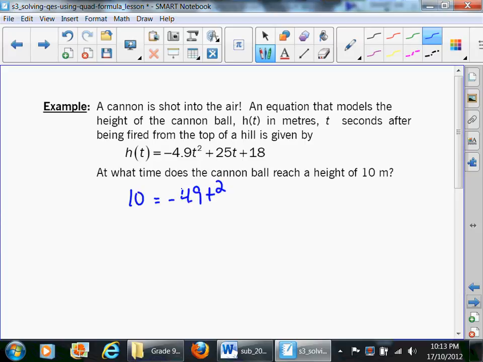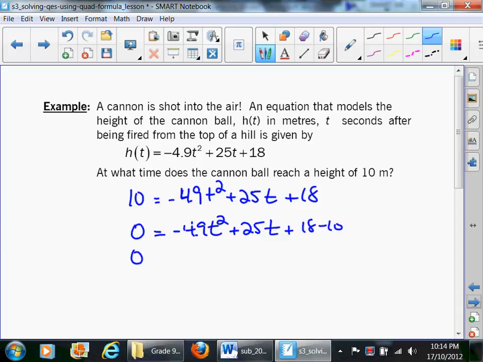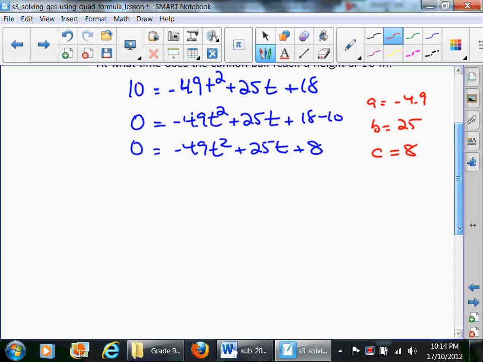So it's negative 4.9 t squared plus 25t plus 18. Now if I bring that 10 over to the other side, I get negative 4.9 t squared plus 25t plus 18 minus 10. So that's going to be negative 4.9 t squared plus 25t plus 8. That's our quadratic equation. And our A value is negative 4.9. Our B value is 25. Our C value is 8.